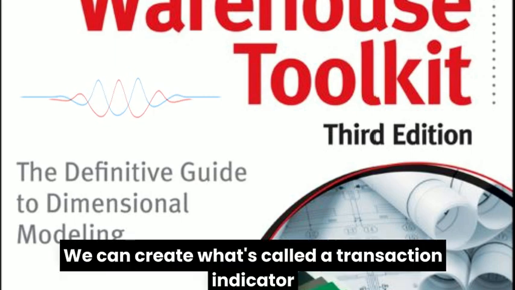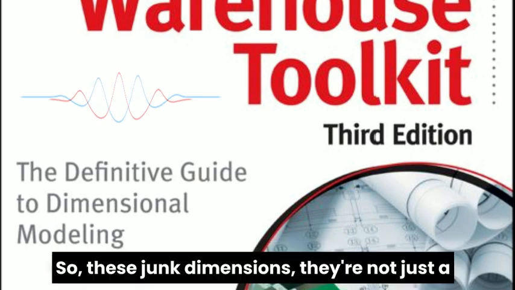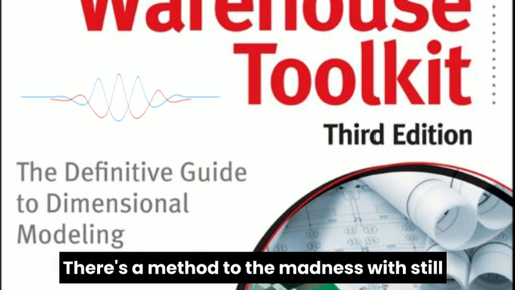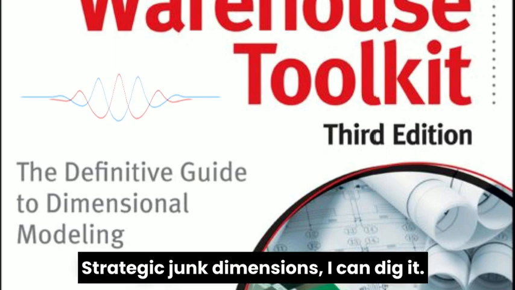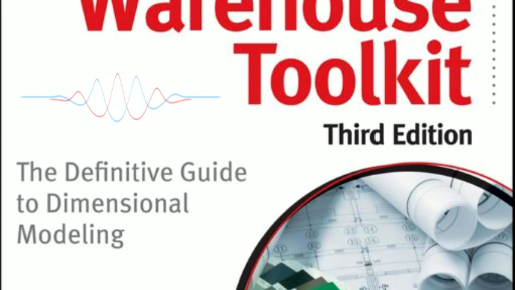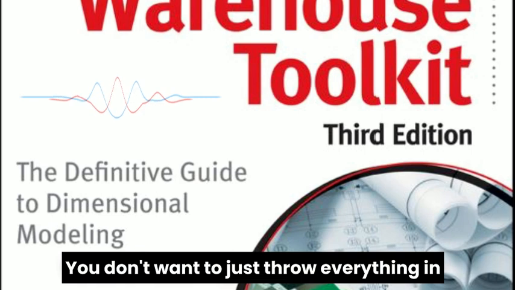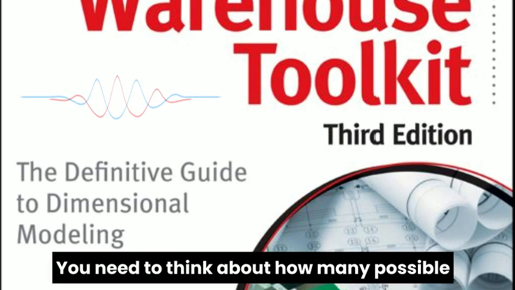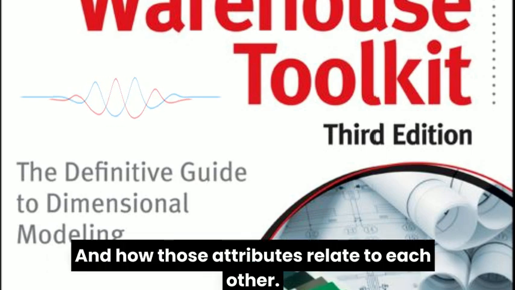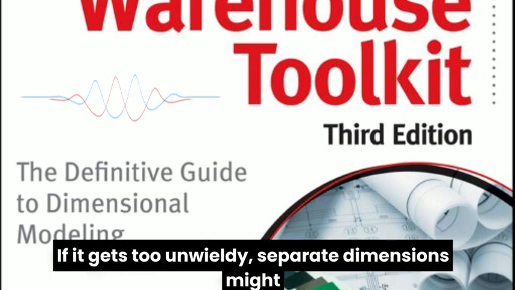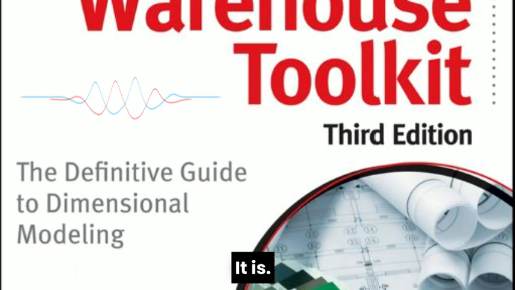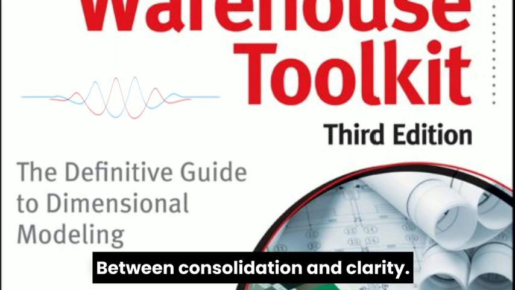Precisely, we can create what's called a transaction indicator dimension. So these junk dimensions, they're not just a dumping ground? Not at all. There's a method to the madness, while still being strategic. Strategic junk dimensions, I can dig it. I knew you would. But I imagine there are some pitfalls to avoid when designing these junk dimensions, right? You don't want to just throw everything in there willy-nilly. You need to think about how many possible combinations you have and how those attributes relate to each other. Makes sense. If it gets too unwieldy, separate dimensions might be a better choice. So it's all about finding that balance between consolidation and clarity. It's a delicate dance. Exactly.